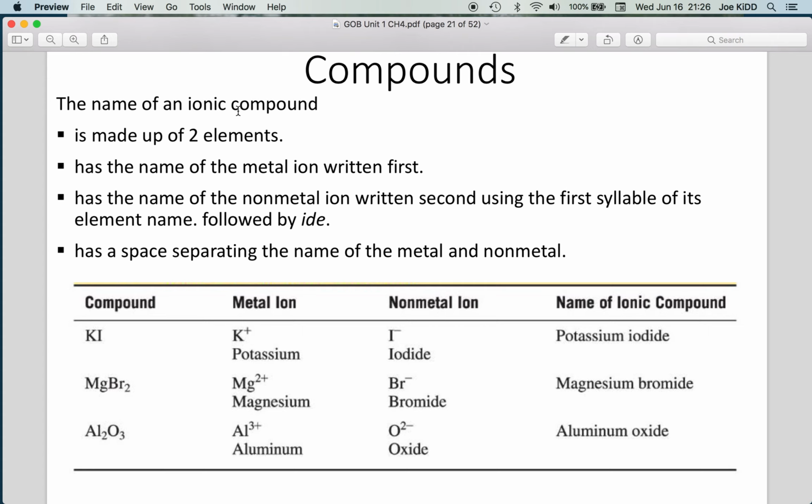So, for an ionic compound, we're always going to write the metal first. So it's always going to go cation, then anion. So metal, then non-metal. And when we're writing the metal, we just say the name of the metal. So for example, in KI, it's going to be potassium. For the non-metal, we're going to chop off the last syllable of the element and add "ide" to the end of it. So in this case, KI is potassium and iodine, but we have the ionic form of it, the anion, so we chop off the end and call it potassium iodide.